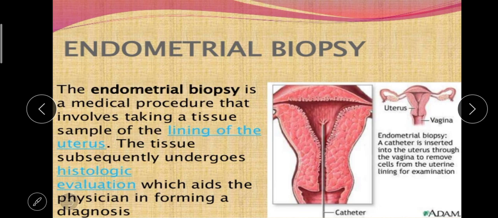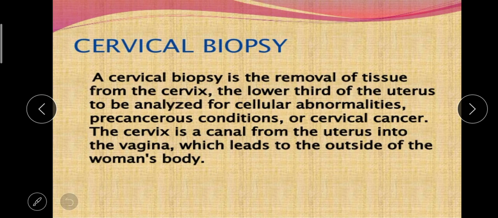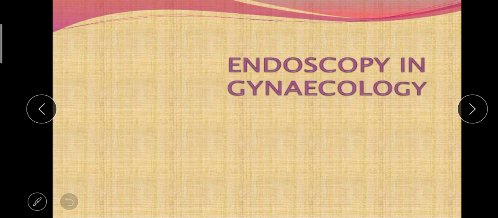Next one is endometrial biopsy. Endometrial biopsy is a medical procedure that involves taking a tissue sample of the lining of the uterus. The tissue subsequently undergoes histologic evaluation, which aids the physician in forming the diagnosis. This biopsy is mainly done for cancer. The tissue is taken from the endometrium, so we call it an endometrial biopsy. Next one is cervical biopsy. Same thing, tissue is removed from the cervix to find out whether there is any cancer tissue or not. That's why we call it a cervical biopsy.